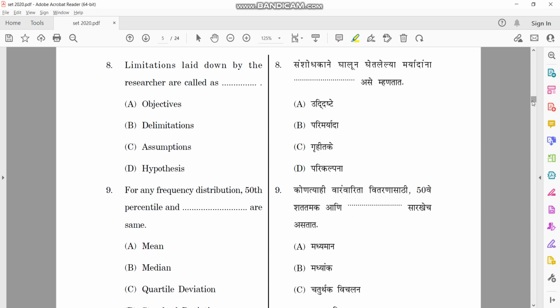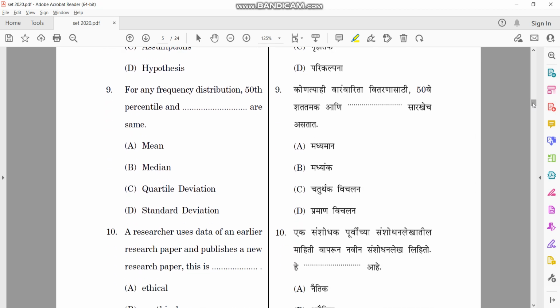Moving to the next question, question number 8. Limitations laid down by the researchers are called as objective, delimitations, assumption, or hypothesis. So our correct option is delimitations. Next, for any frequency distribution, 50th percentile and dash are same. So options are mean, median, quartile deviation, standard deviation. So our correct option is B, that is median. 50th percentile and the median are same.